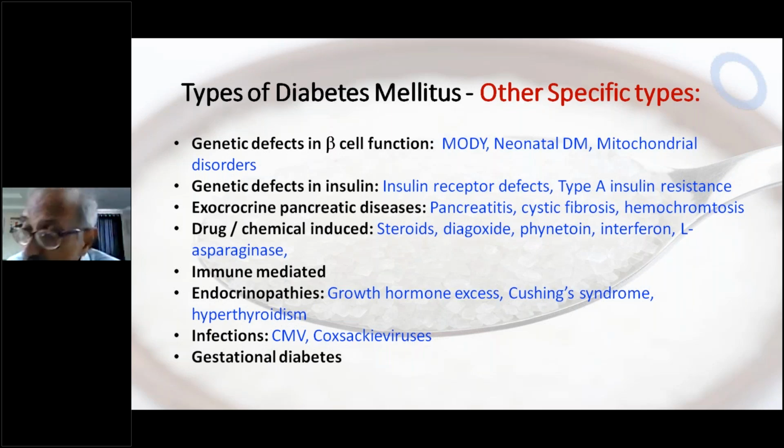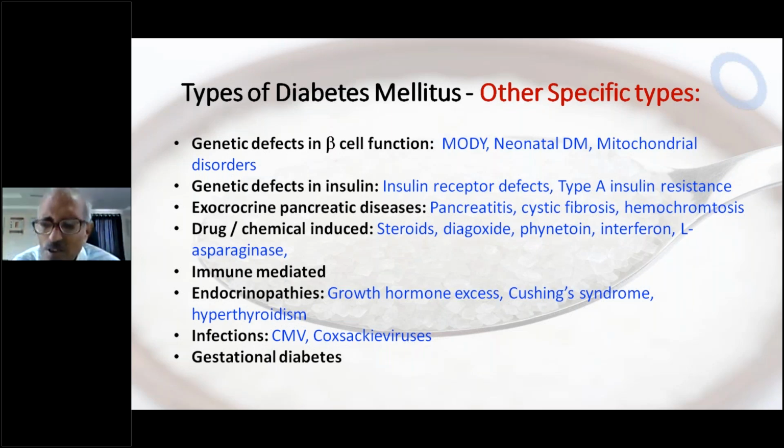There are mitochondrial inheritance disorders manifesting diabetes mellitus. Another genetic abnormality is insulin resistance, type A insulin resistance and type B insulin resistance. They are also genetically transmitted. Now, endocrine pancreatic disease. The pancreas may be involved in different diseases, but the endocrine part is also involved. For example, pancreatitis is an inflammation of the pancreas, but islet cells also get involved, and they develop diabetes.